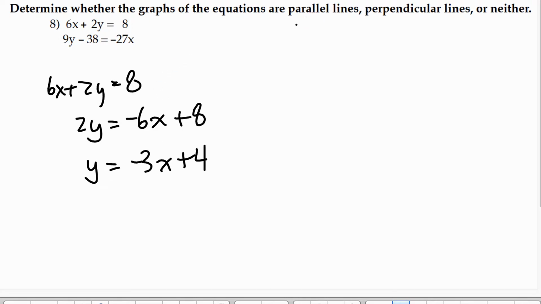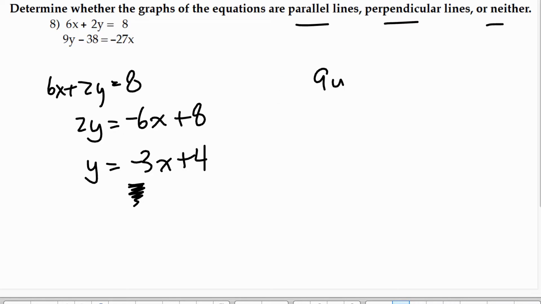The thing that we're looking at to determine parallel, perpendicular, or neither is what the slope is. So the slope of this line is negative 3. If the slope of the other line is negative 3 too, then they're parallel. If it's not negative 3, if it's something else, then it has to be perpendicular or neither. But let's check what it is.